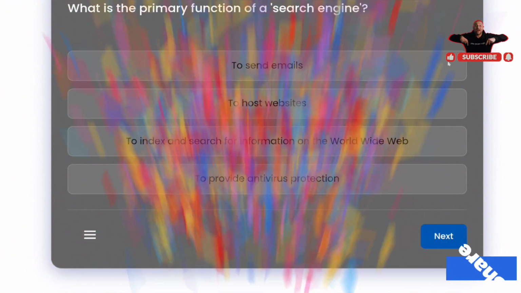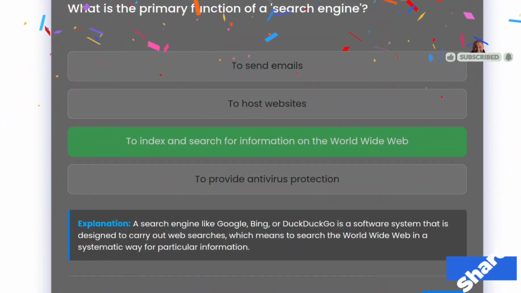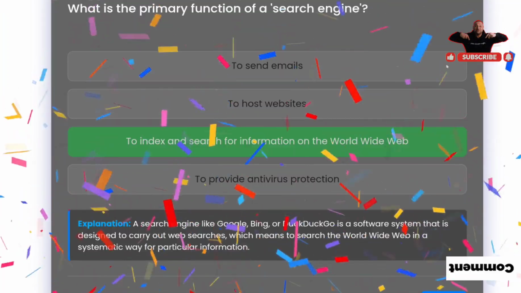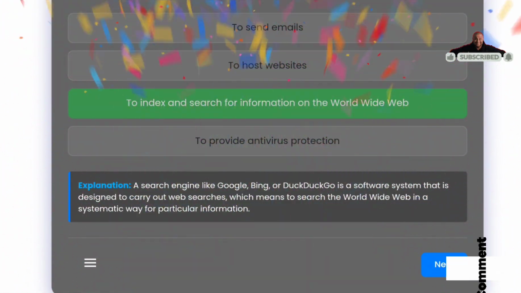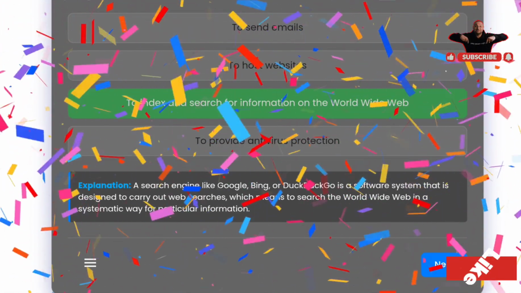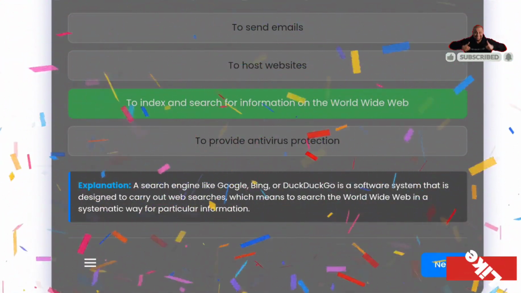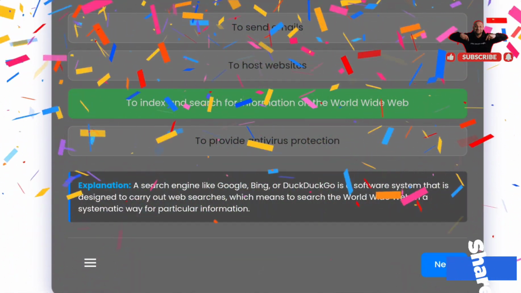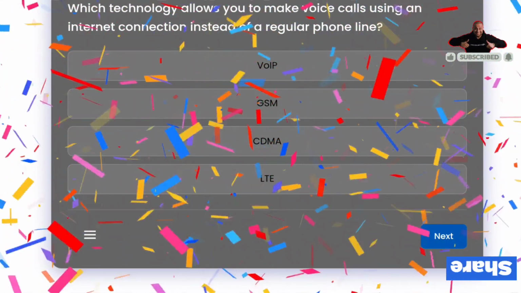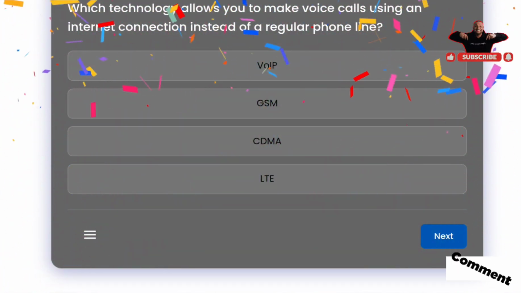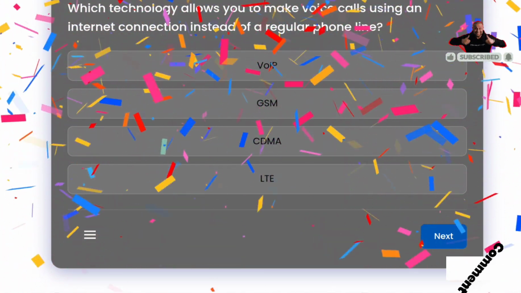Next question. What is the primary function of a search engine? To index and search for information on the World Wide Web. A search engine like Google, Bing, or DuckDuckGo is a software system that is designed to carry out web searches, which means to search the World Wide Web in a systematic way for particular information. Next question. Which technology allows you to make voice calls using an internet connection instead of a regular phone line?